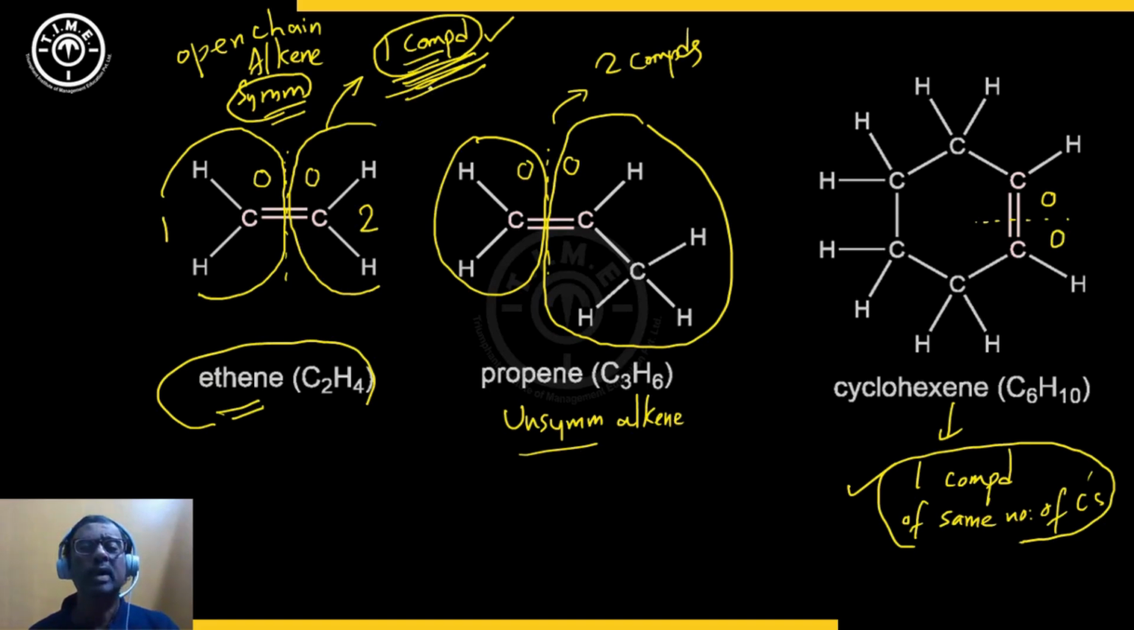So, when you get just one compound, look at its molecular formula. If it is half, then it is an open chain alkene. If it has the same number of carbons, it is a cyclic alkene or a cycloalkene. I hope this is clear. Understood?